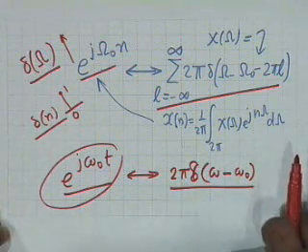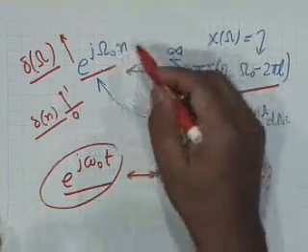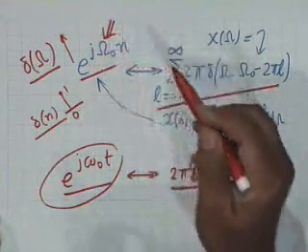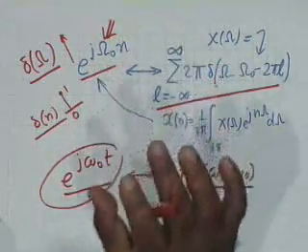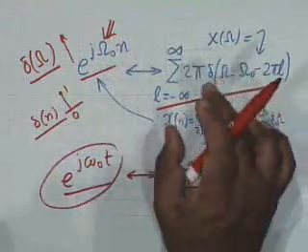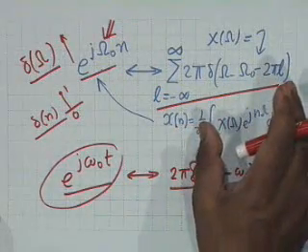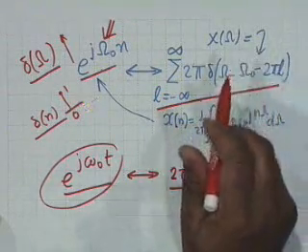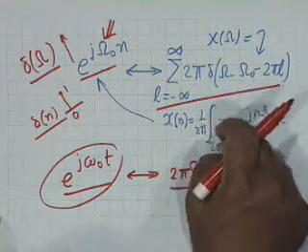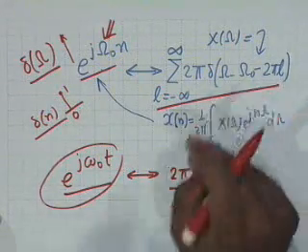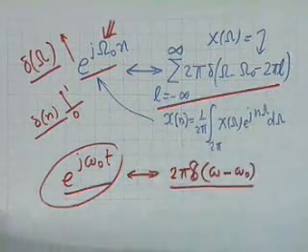I repeat, this is an extremely important function, that is why I repeat again and again. The function e to the j omega 0 n is not necessarily periodic, but its spectrum is periodic and consists of a chain of impulse functions in the continuous omega domain, and therefore it should be represented by an arrow.